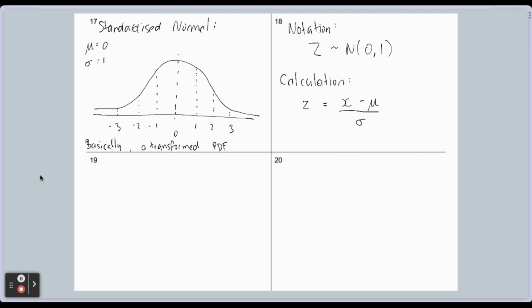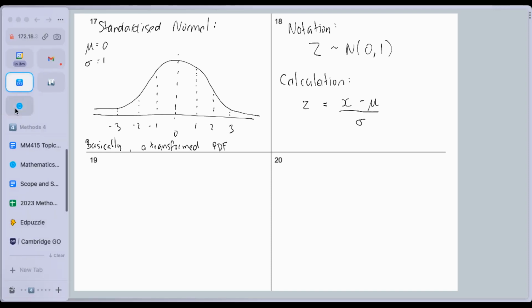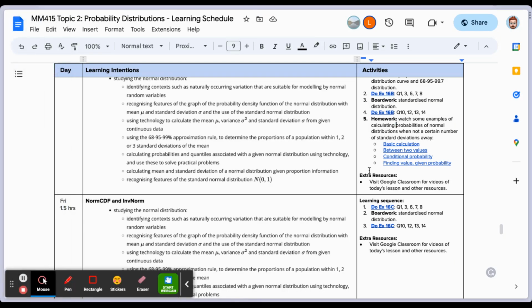Okay, so that is a glimpse into why it works. In tomorrow's lesson, I'll go through the example of the dog's tails to show you exactly how to compare it. So just to finish off, what we've done is 16B, 3, 6, 7, 8. We haven't done questions 10, 11, 12, 13 and 14 here. We'll do those tomorrow.